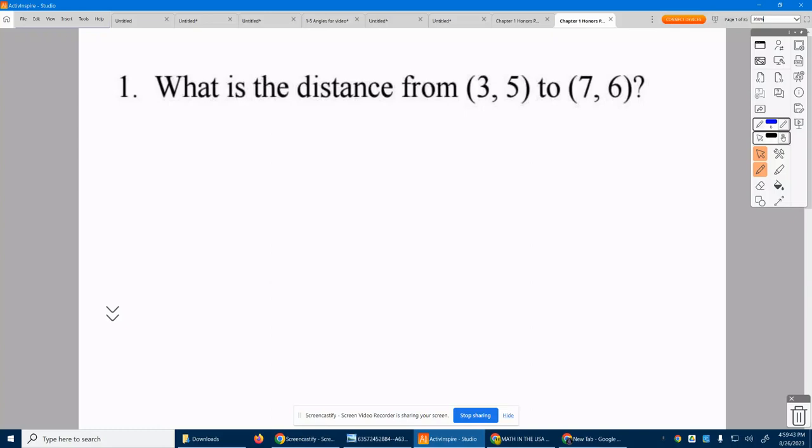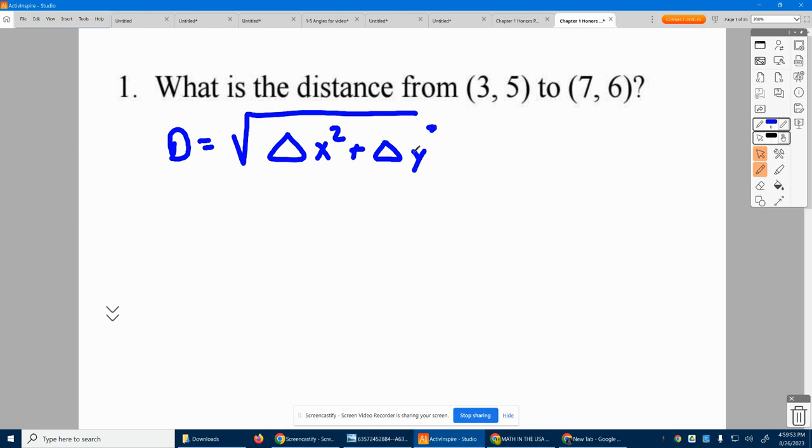Number one, it says, what is the distance from (3, 5) to (7, 6)? Well, if we know our distance formula, we know it's the square root of the change in your x's squared plus the change in your y value squared.